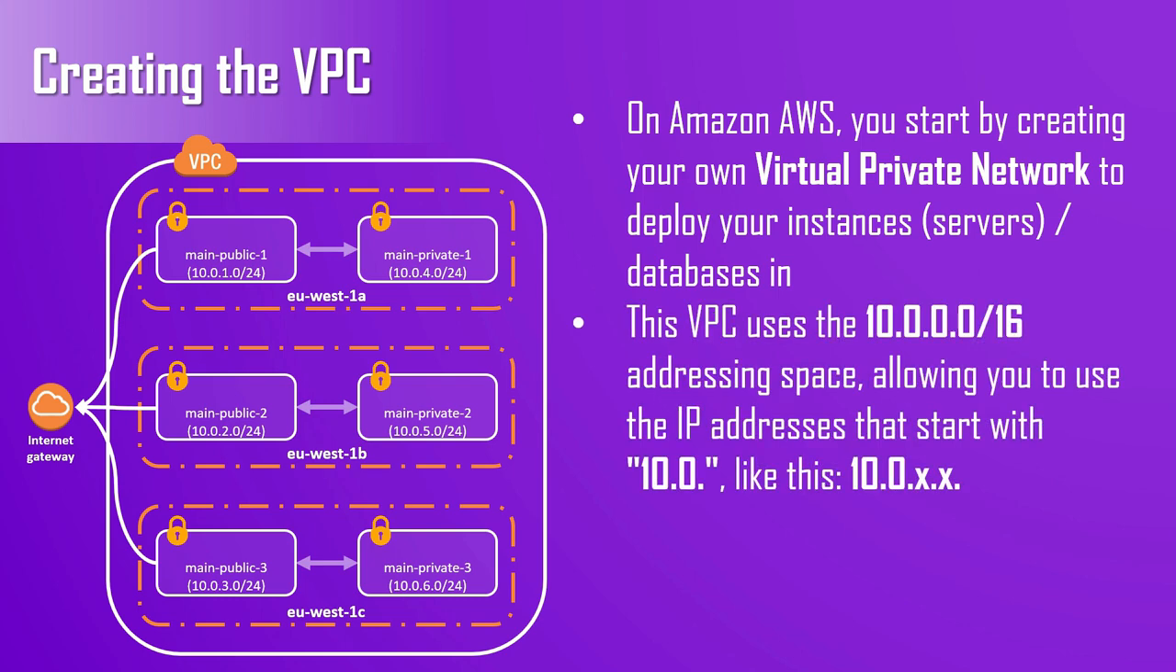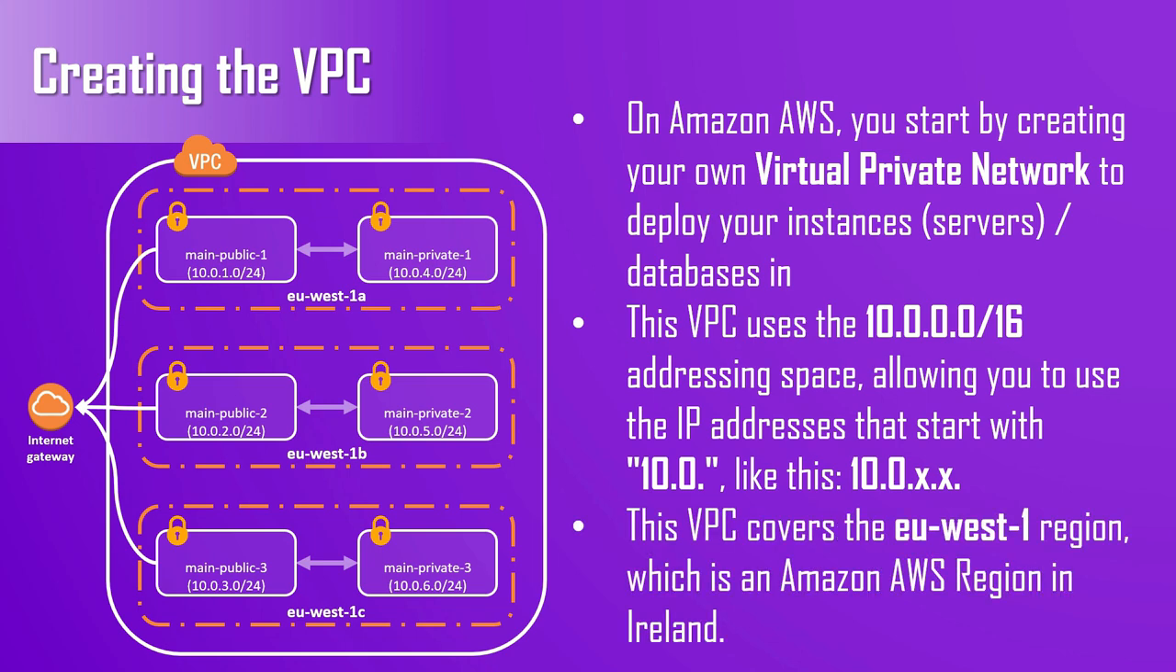Now this VPC on the left uses the 10.0.0.0/16 addressing space, allowing you to use the IP addresses that start with 10.0, and then you can choose your numbering. This VPC covers the EU West 1 region, which is an Amazon AWS region in Ireland. In this region, we have three zones, EU West 1A, EU West 1B, and EU West 1C. You will see that every region has two or three zones that are then denoted with A, B, or C.